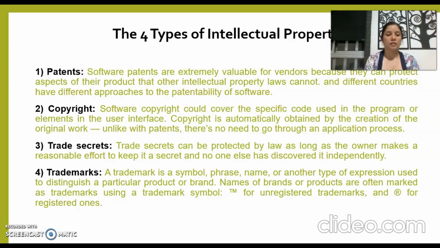Four, trademark. A trademark is a symbol, text, name, or another type of expression used to distinguish a particular product or brand. Names of brands or products are often marked with trademark symbols: TM for unregistered trademarks and R for registered ones.